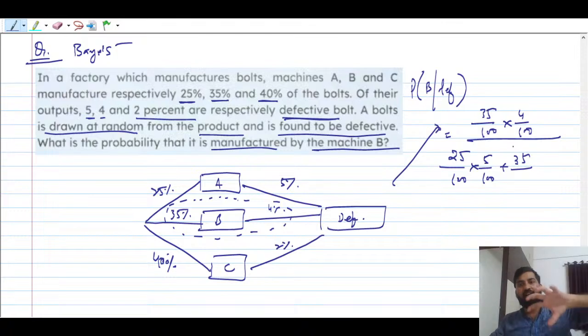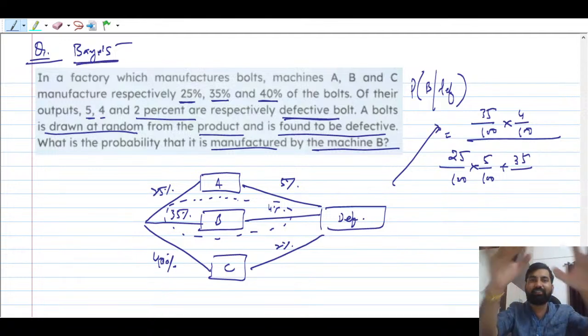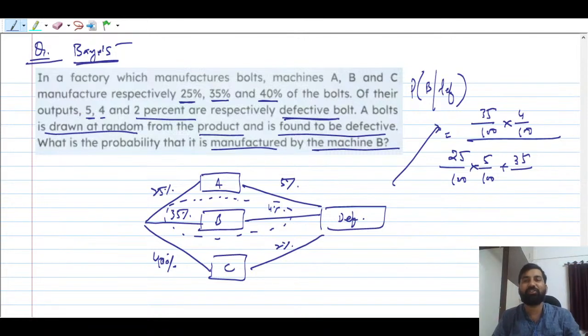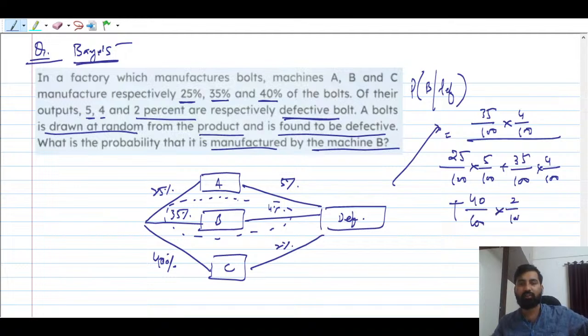Remember, whatever part of the denominator you have written in the numerator. In case of Bayes theorem, what you always do is take a part of the denominator and write it in the numerator. In the denominator the total probability is written, so you have to follow all the cases. So plus 40 by 100 into 2 by 100. You just solve it, you will get the answer. Okay?